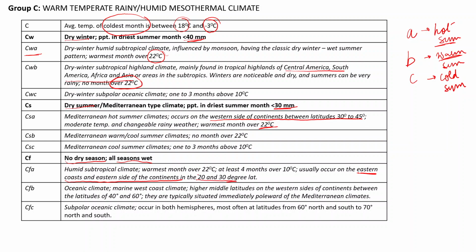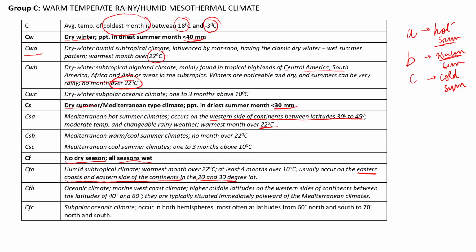So you can see over here that the CSA occurs between 30 to 45, while CFA occurs between 20 to 30. So it means that if it is a CFA climate, it is at a lower latitude, and if it is a CSA climate, it is at a higher latitude.